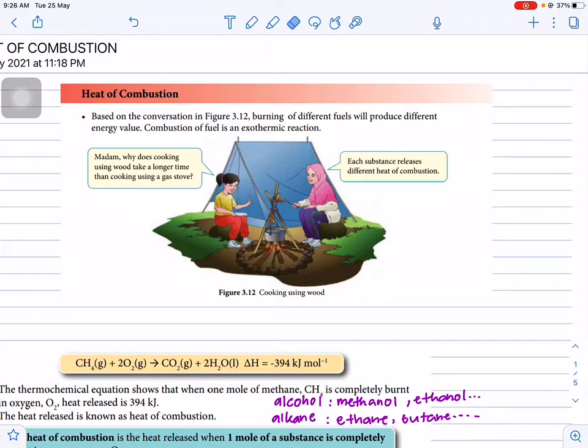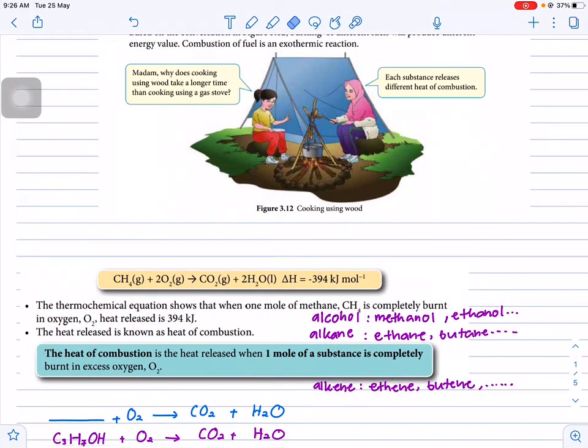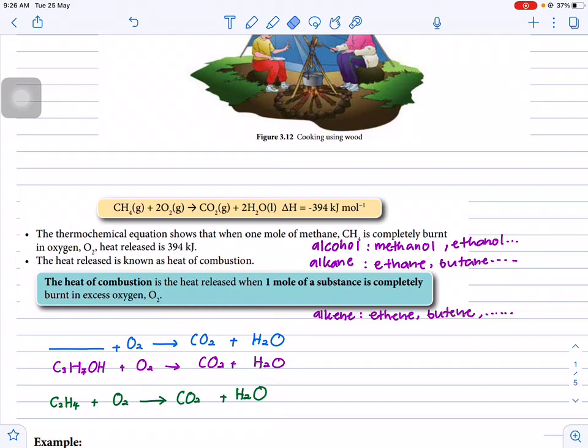Okay, so to understand more about this, look at what is explained in the textbook. The example given here is CH4 plus O2, so we get CO2 plus 2H2O. The delta H is negative 394 kJ per mole. What does it mean? This is the thermochemical equation. The thermochemical equation is the chemical equation including the value of the delta H. If you just write the normal equation, that is known as a chemical equation. But when you are asked to write the thermochemical equation, it means the chemical equation plus the value of the delta H.